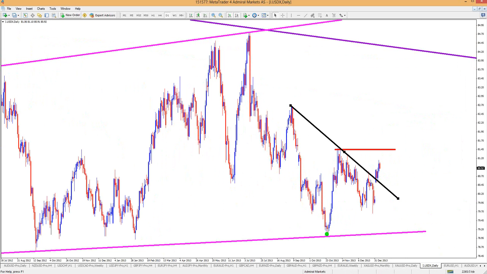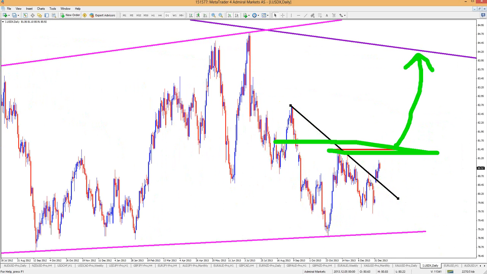In the meantime, this was a pretty good impulse, and this seems to be now a hook back for more upside. But to really have a confirmation of that, we did break out of this black trend line, but we need to break above this resistance, and then we probably could have a decent breakout up to the top of the wedge again. So looks like it could be bullish.